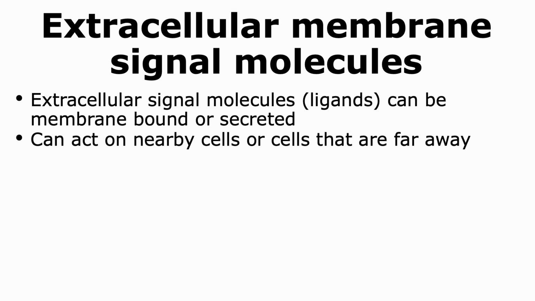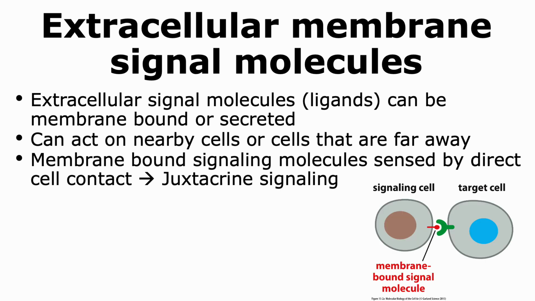The ligands, which are extracellular signal molecules, can act as messengers on cells that are nearby or far away. Ligands that are present on membranes are sensed by their target cells through direct cell-to-cell contact. This type of signaling is called juxtacrine signaling. In this scenario, we are able to observe that the signaling cell has the membrane-bound ligand, while the target cell has the receptor, which is able to bind to that ligand. This usually activates a signaling pathway in the target cell.